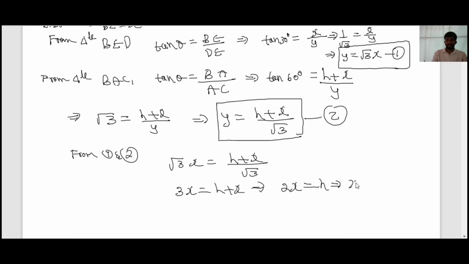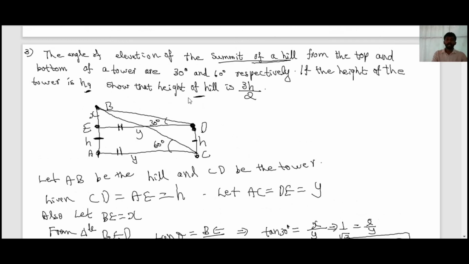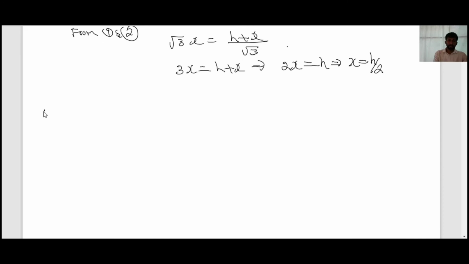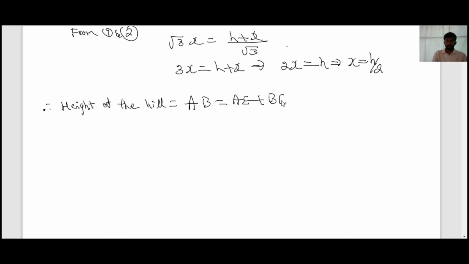This implies x is equal to h by 2. Okay, the question is, show that the height of the hill is 3h by 2. What is the height of the hill here? AB, but AB is equal to AE plus EB, right? Here I'll write, therefore height of the hill is equal to AB is equal to AE plus EB.